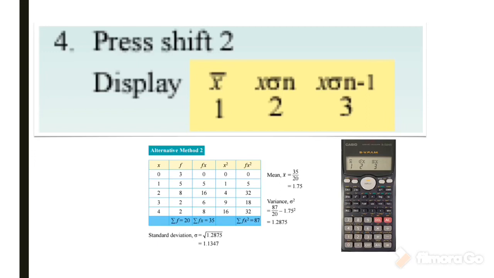You will get the standard deviation. If you want to get the variance, variance is standard deviation squared. So you just square your answer just now, and you'll get the variance. If you want the standard deviation, you will just square root your variance. Understand? If you are not sure how to do it, I will show you the video of how to press your calculator to obtain the mean, standard deviation, and also variance.